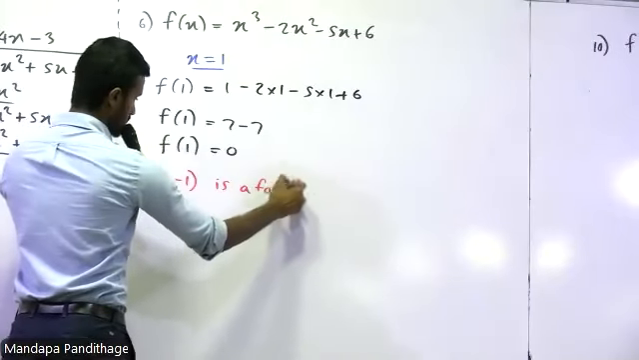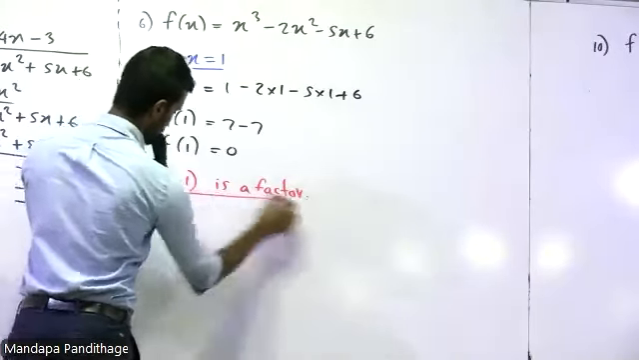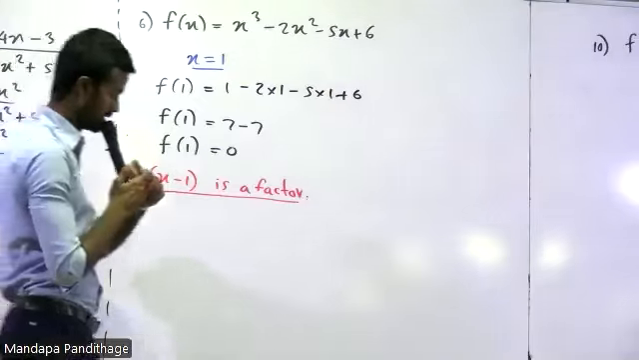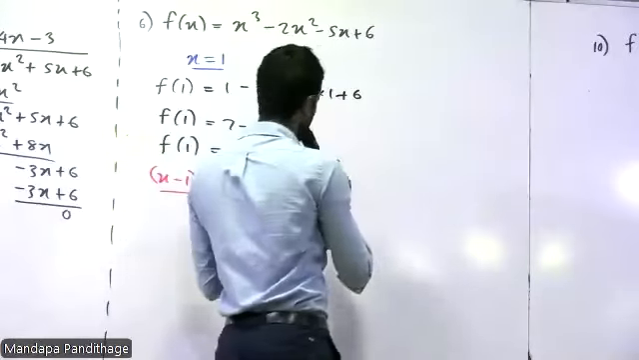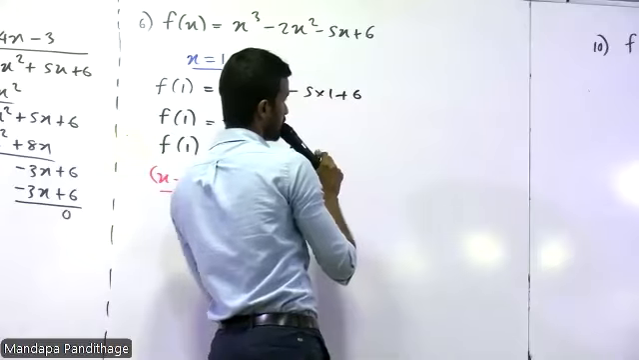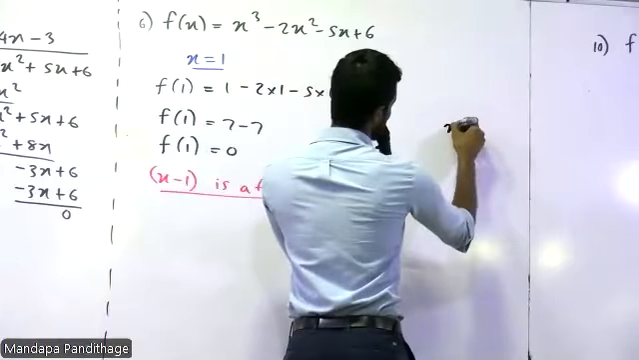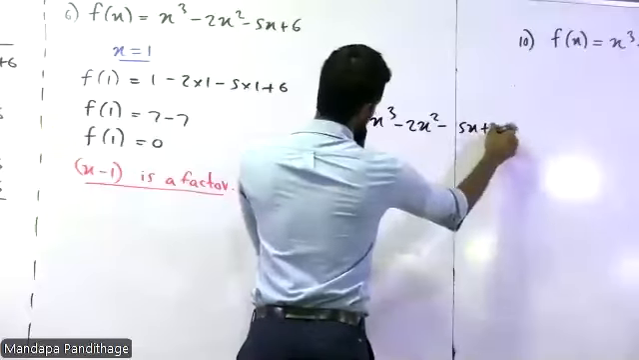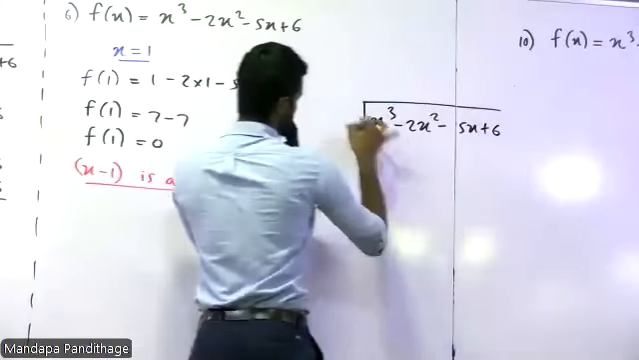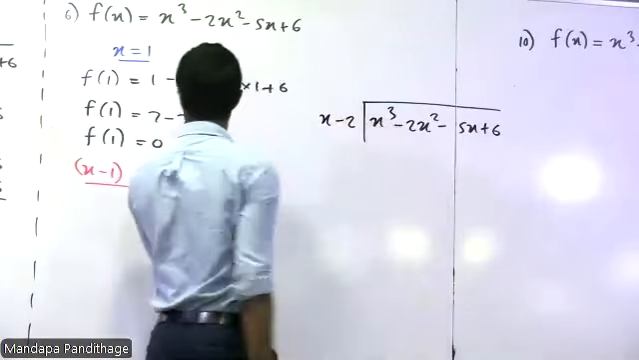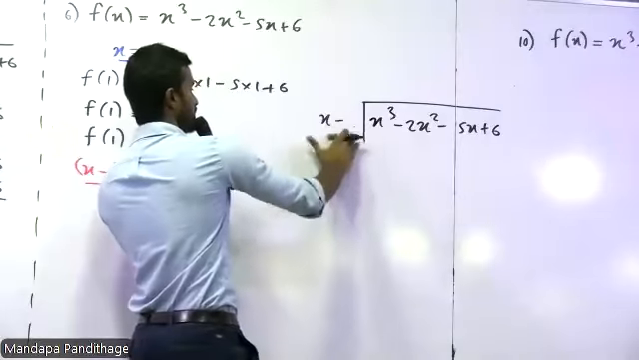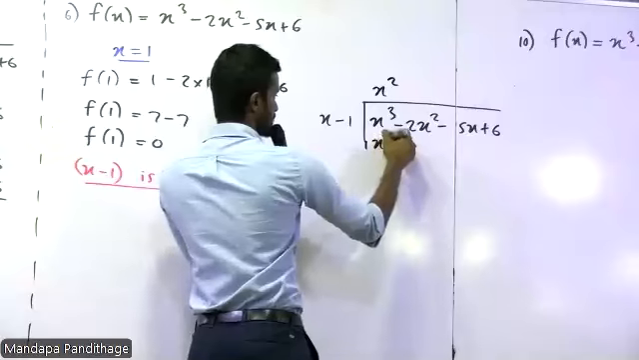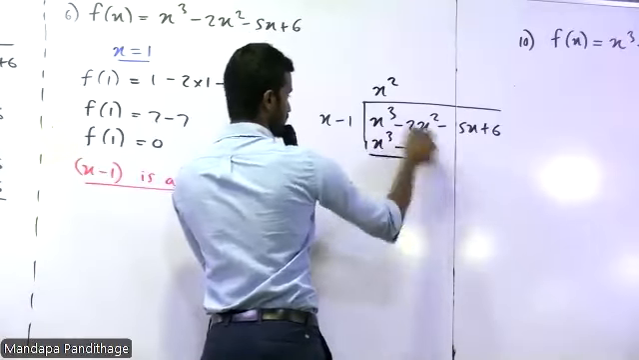So when x minus 1 is a factor, you can get the other factor by dividing. Okay, divide x cube minus 2x squared minus 5x plus 6 by x minus 1. Now divide it. x squared, multiply: x cube minus x squared.